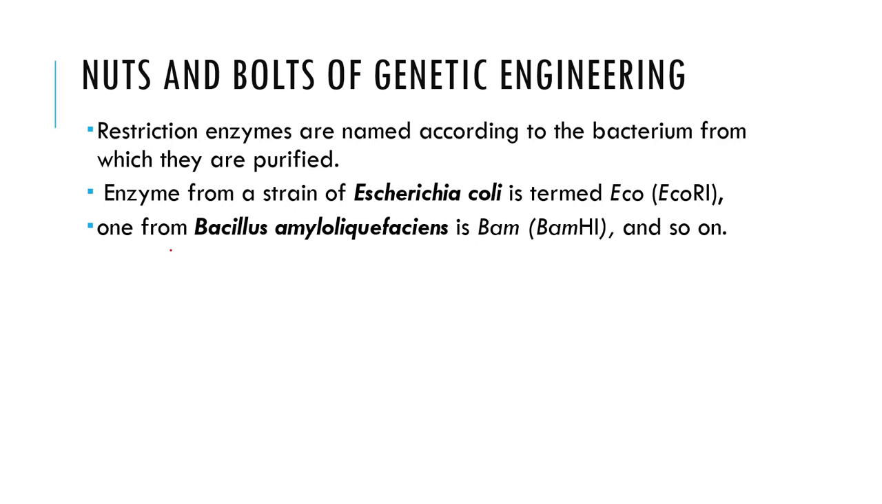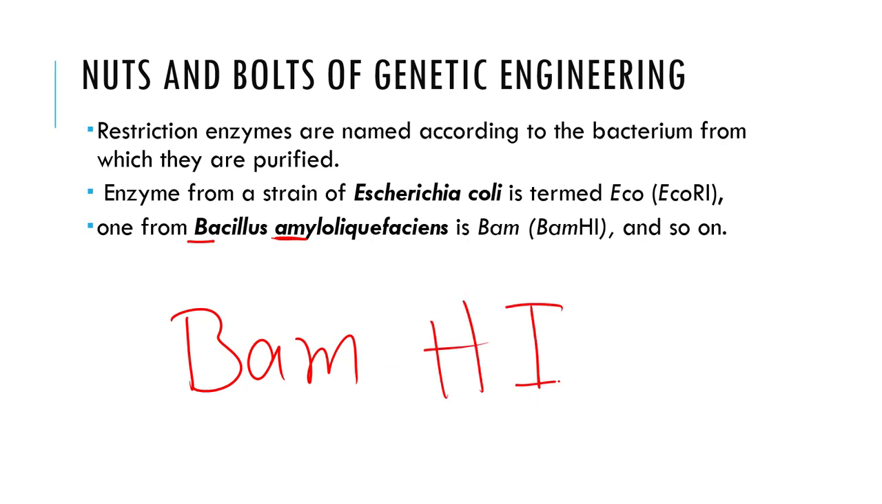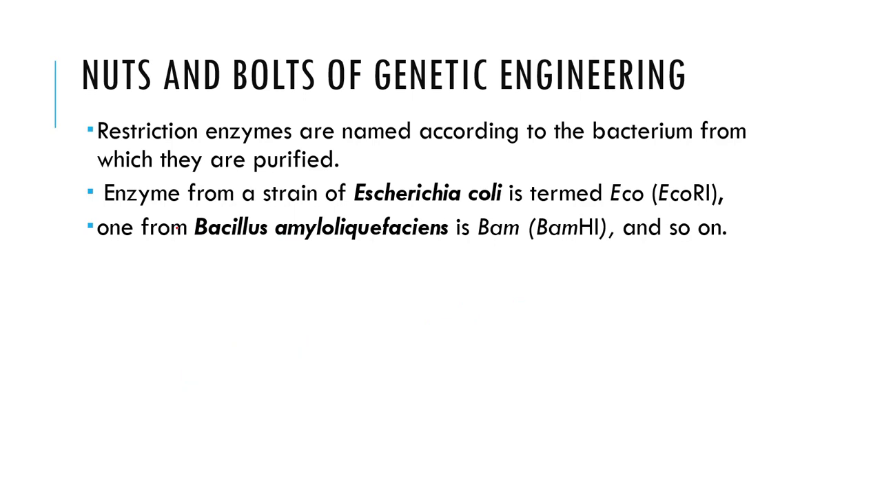Another example is Bacillus amyloliquefaciens. In this case we have again B, the first letter of the genus, am from the first two letters of the species name, the specific epithet, and then we have this H, which is the strain, and then again one, the first one identified from Bacillus amyloliquefaciens. So this is the naming convention, and we are going to see a few other names on the next slide. This is how we name these restriction enzymes.